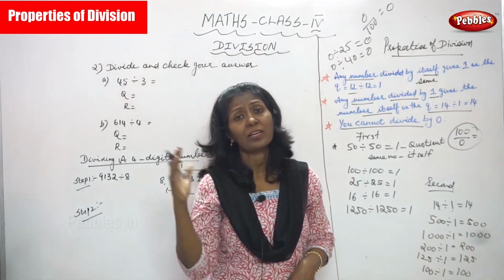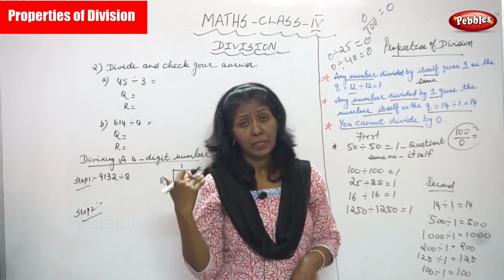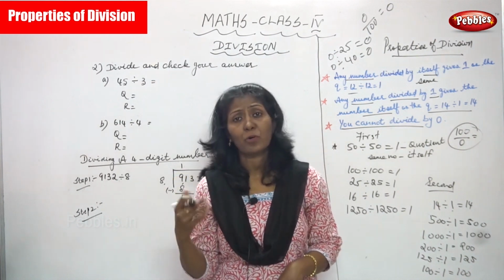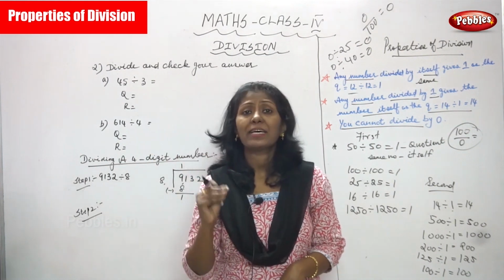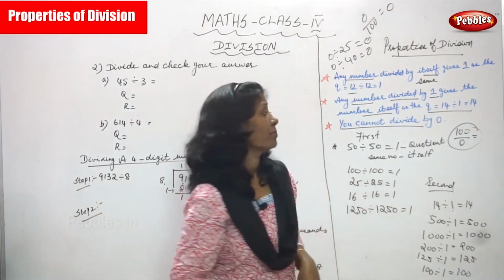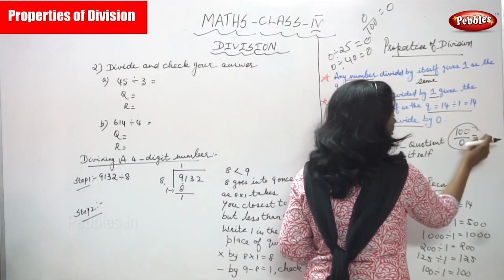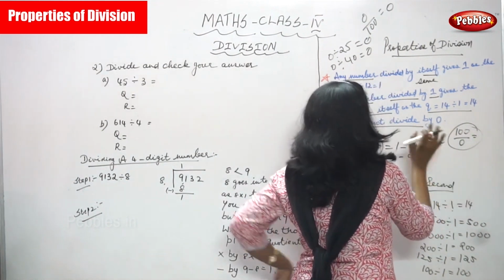So any number cannot be divided by 0. I'll repeat it, keep on telling you: you cannot divide by 0. Any number cannot be divided by 0, because it is not defined and it is not measurable.